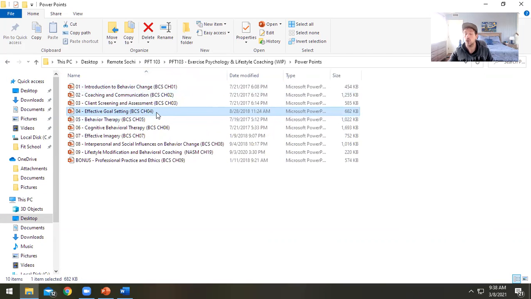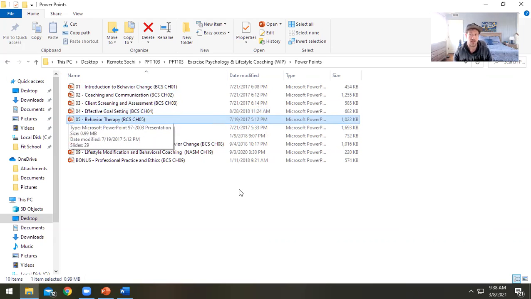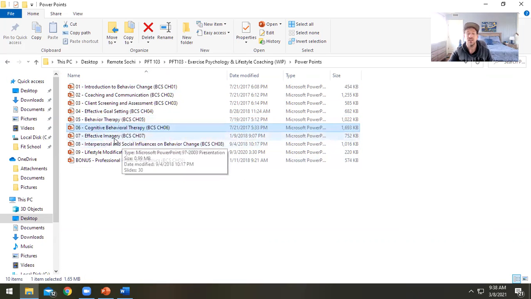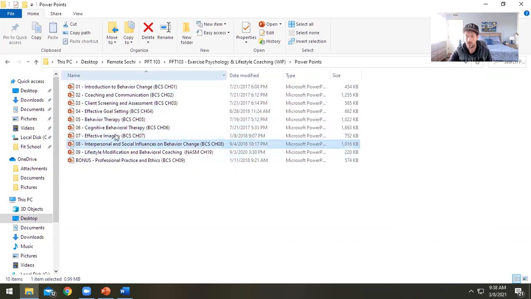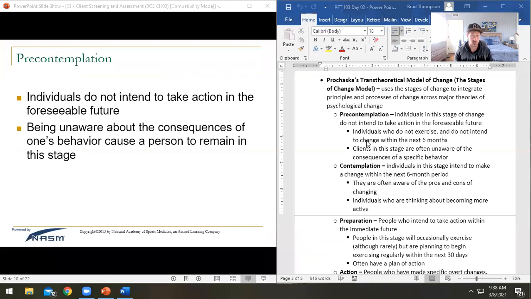So tomorrow we're going to get into goal setting, right? You got to set the right type of goals depending on where your client is in the stages of change. Behavior therapy. We need to know what types of behaviors we should be targeting based on where they are in the stages of change. CBT, affect imagery, right? All of these things integrate with the stages of change model. We need to know which tools to use in them though. So today we're just kind of introducing this model again so we understand it.